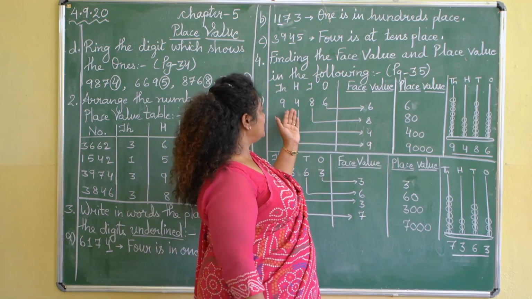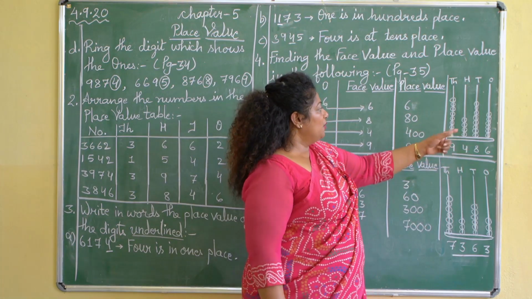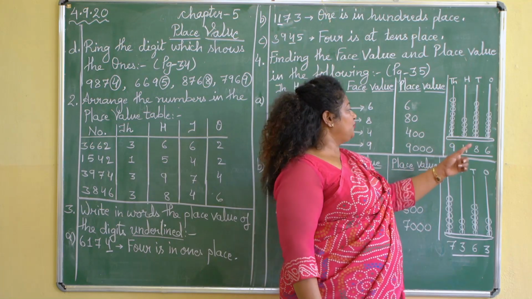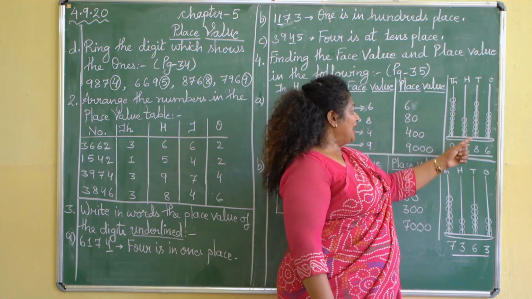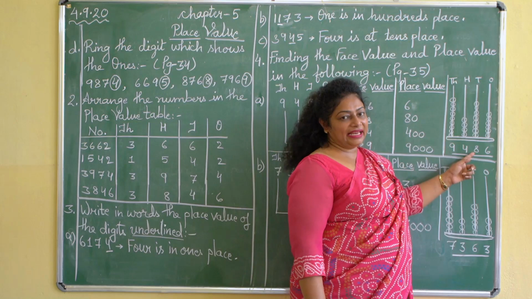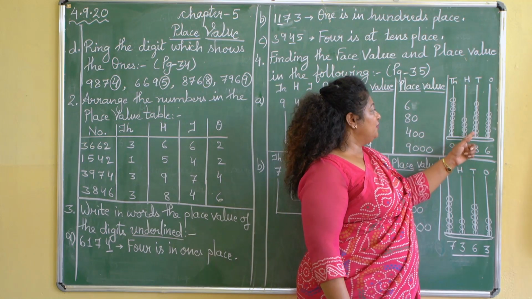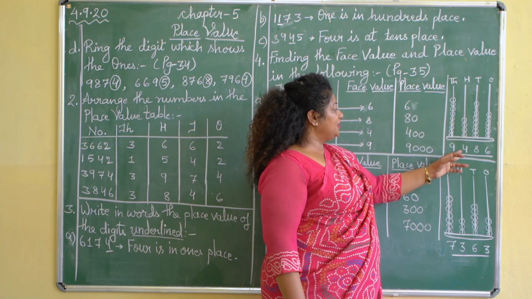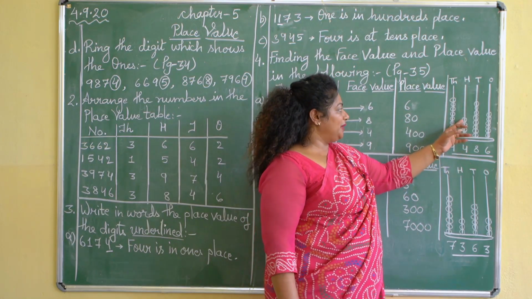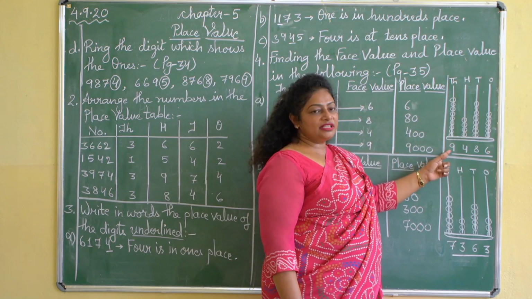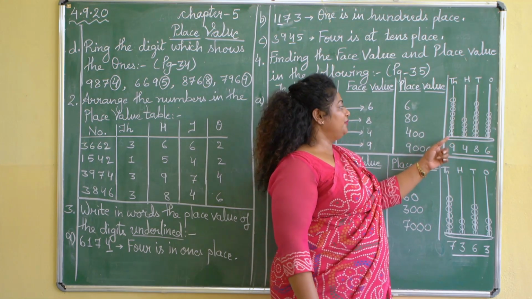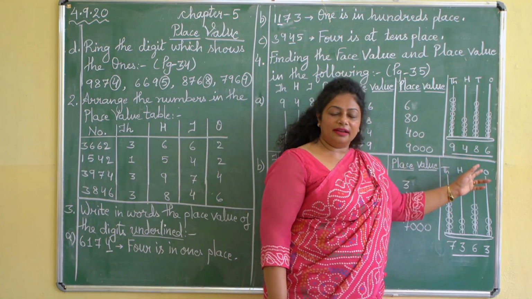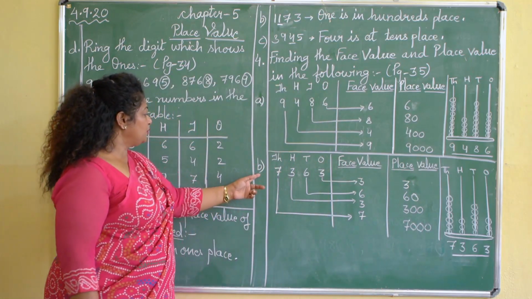Now we have to show this number on abacus also. Now, ones place, the face value is 6, so we have to draw 6 beads. At tens place, number is 8, that is face value is 8, we will draw 8 beads. At hundreds place, the face value is 4, we will draw 4 beads. And at thousands place, the face value is 9, we will draw 9 beads. So the number we got is 9486. Now let's move to question number B.